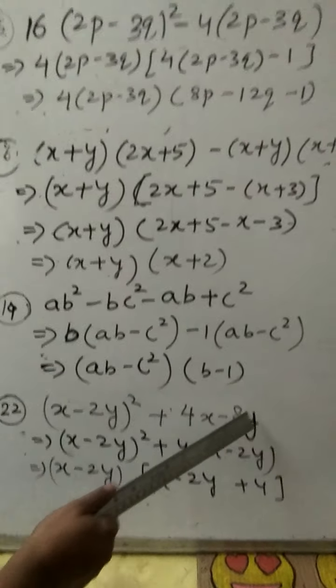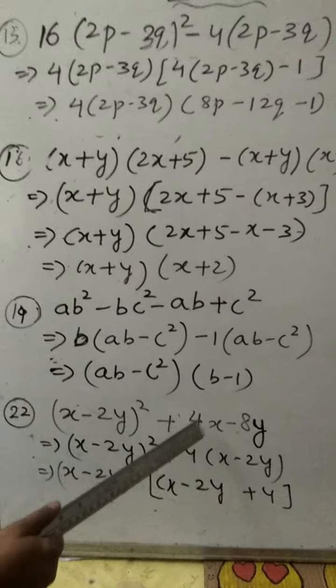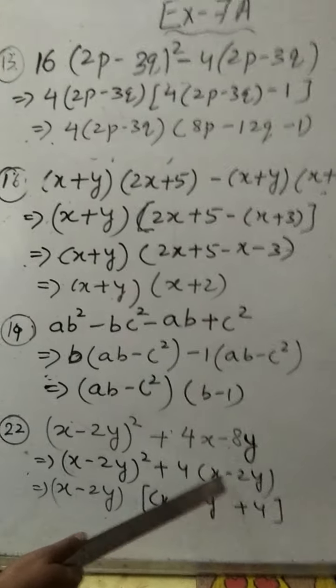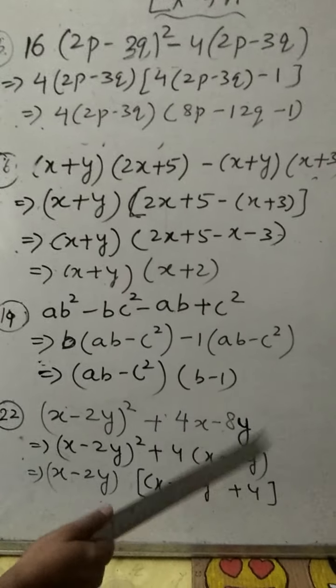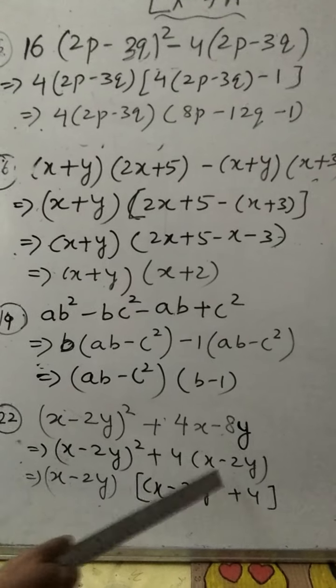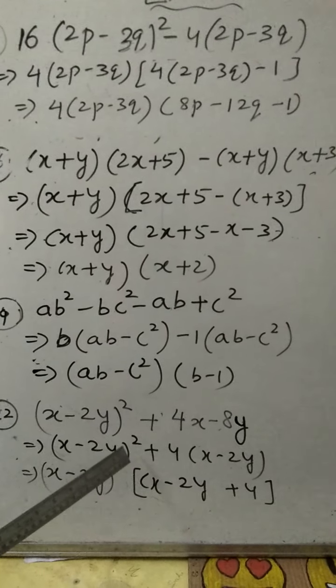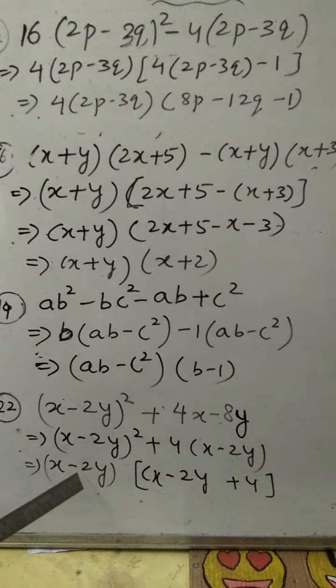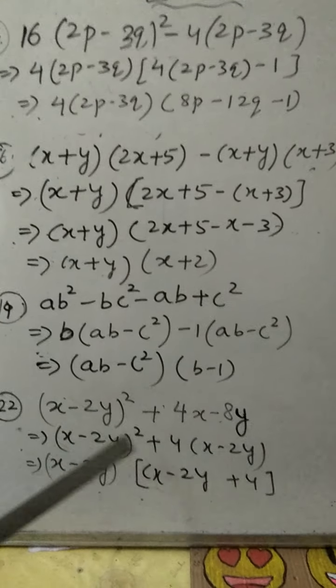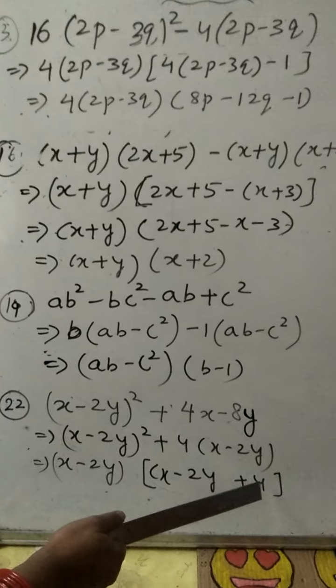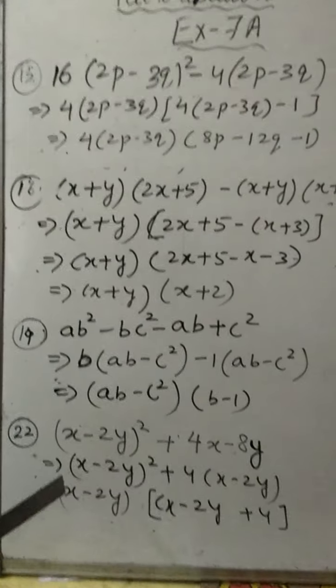Take common factor here as 4. That means HCF of 4 and 8 is 4. So 4 is here and the remaining is x minus 2y. After that, you can see in these two terms the common factor is x minus 2y. Here it is 2 times, here it is 1 time. So 1 time we have taken common and the remaining 1 time I have written in this bracket plus 4. So plus 4, and this is your answer.